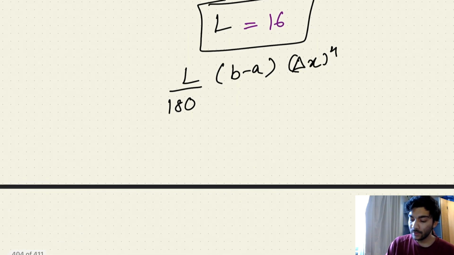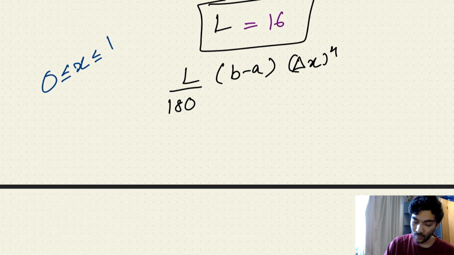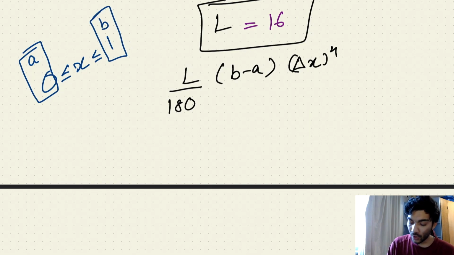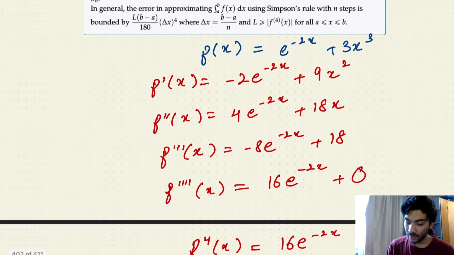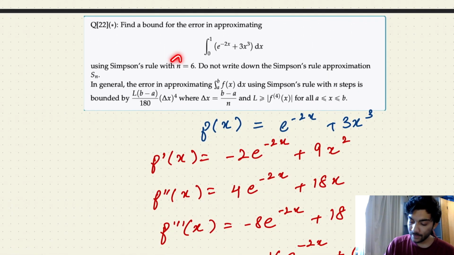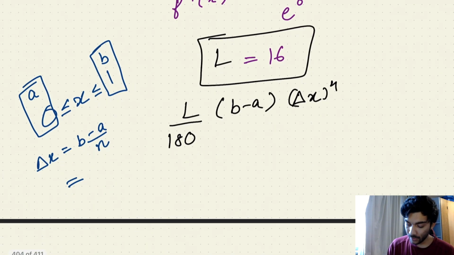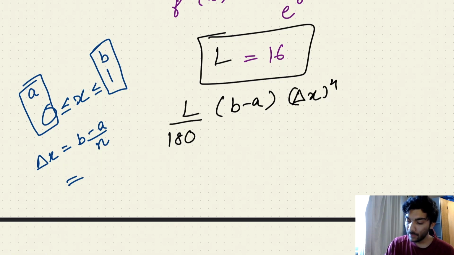And now we know that since our x was varying from 0 to 1, our a is equal to 0, our b is equal to 1, and in order to calculate the delta x, we know that delta x is basically b minus a over n. Our n is given in the question, our n is 6. So if we calculate the value of delta x, it would simply be 1 minus 0 upon 6, so delta x would be 1 by 6.